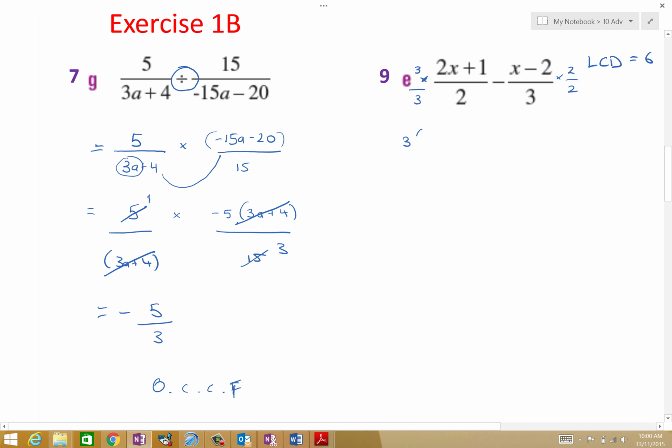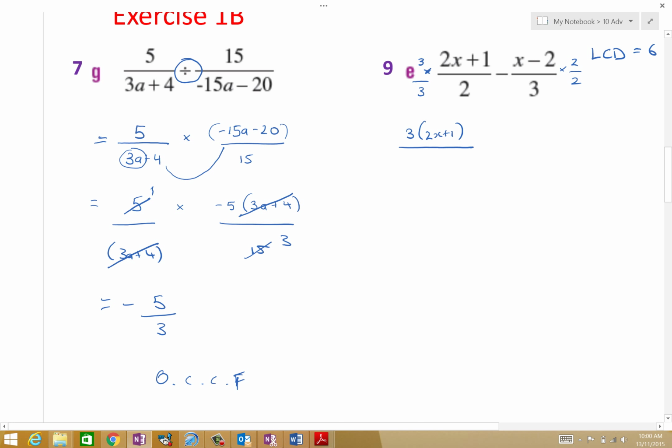That's going to look like this. Please use your brackets though. This is what a lot of you are not doing. You're going 3 times 2x plus 1 and you're not using your brackets. Why can't we just go straight to 6x? Yeah, but what I'm saying is using brackets means that you're going to make less mistakes. Okay, so just trust me on that.